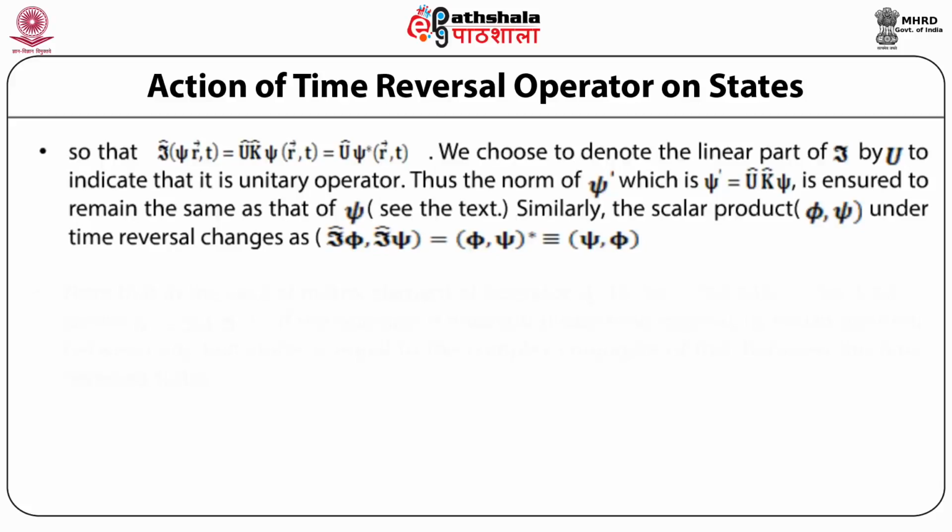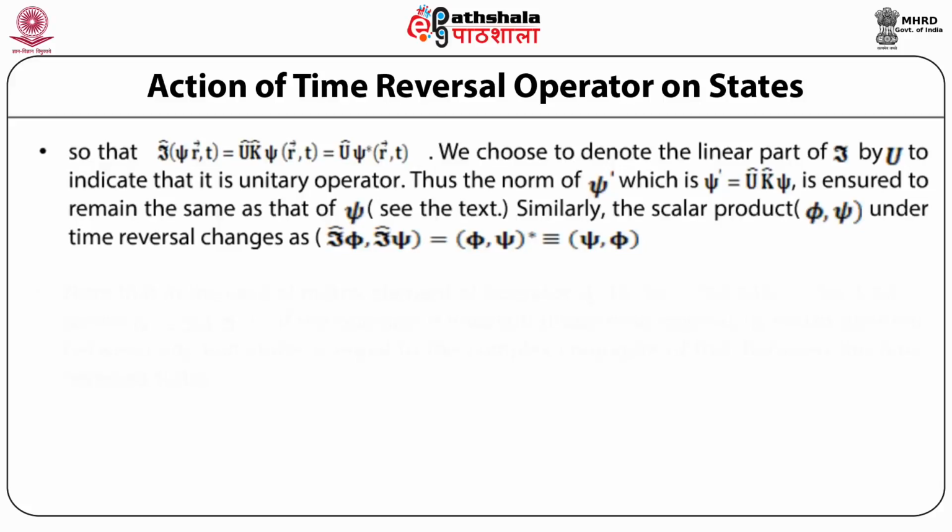Now, we choose to denote the linear part of the time reversal operator by U to indicate that it is a unitary operator. And therefore, one can say that the norm of the wave function ψ prime, which is given as ψ prime is equal to the linear operator U times the complex conjugate operator K acting on the wave function ψ, is ensured to remain the same as that of the wave function ψ. That means that the norm of the wave function ψ prime, which is basically the wave function ψ on which the linear operator and the complex conjugate operator are acting, is the same as the norm of the wave function ψ.